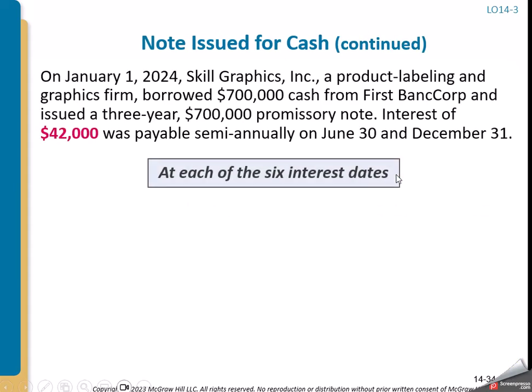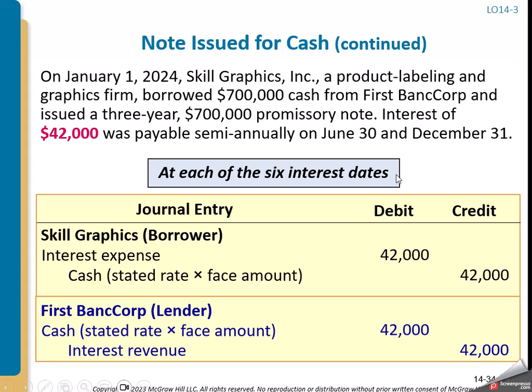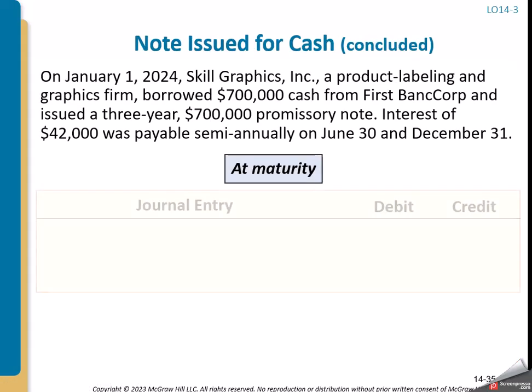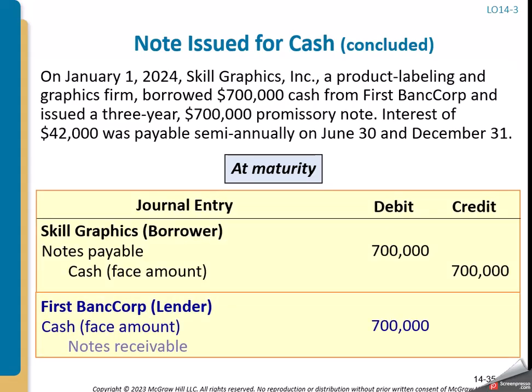So then we're going to pay the interest of $42,000 to the bank, First Corp, and then we're going to debit interest expense. And then that would be what we would pay every 6 months.